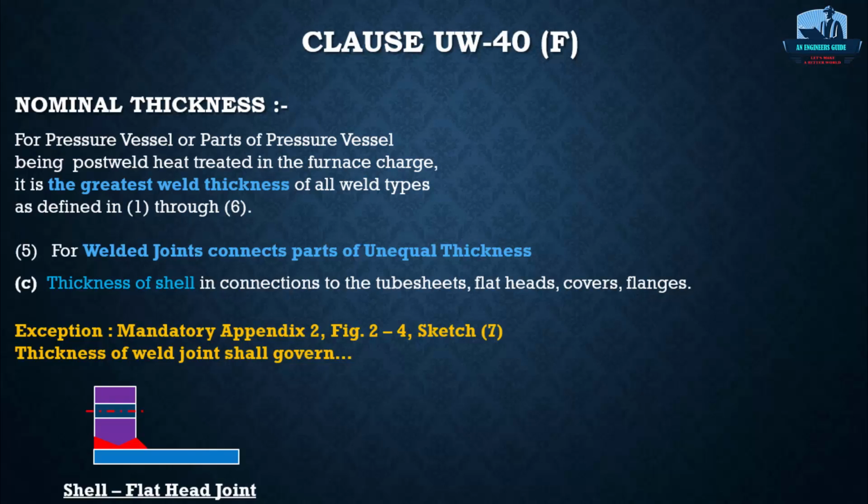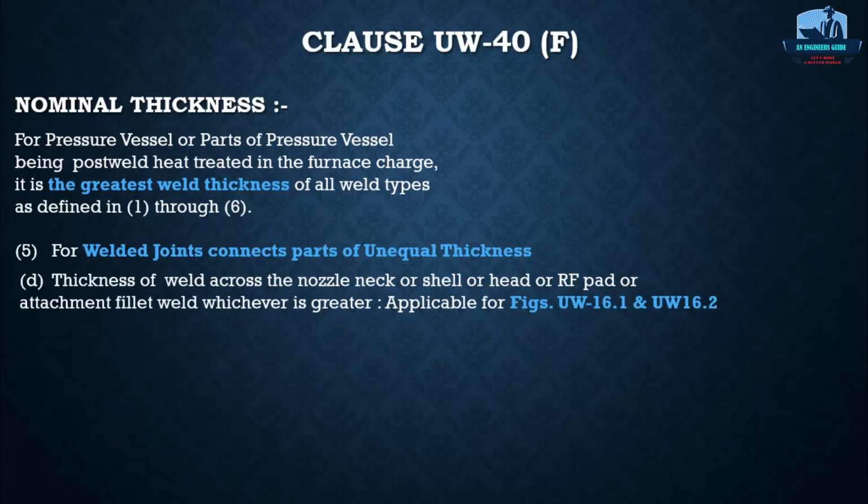Now let's see point number 5d. Point number 5d says the thickness of the weld across the nozzle neck or shell or head or RF pad or attachment fillet weld, whichever is the greater. I recommend you go to figures UW-16.1 and UW-16.2. This clause specifically relates to the nominal thickness calculation for nozzles.